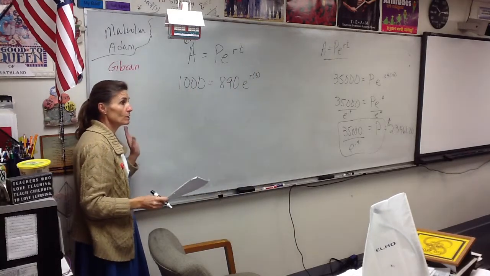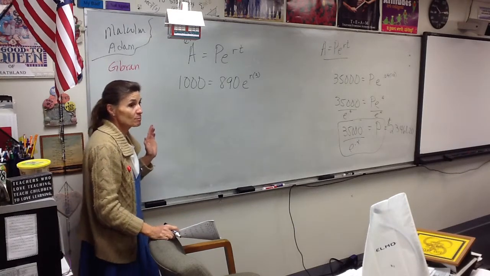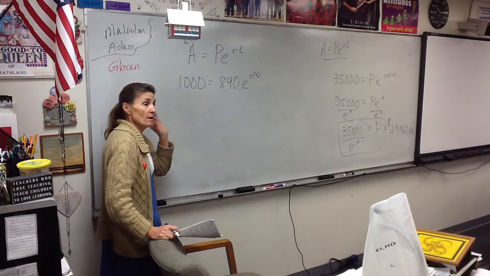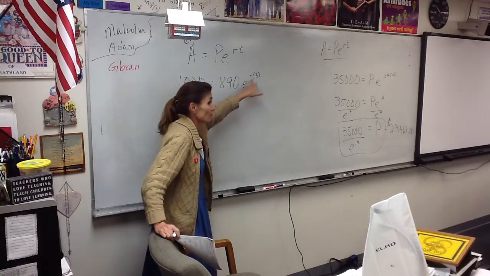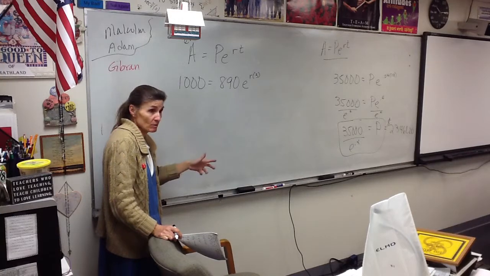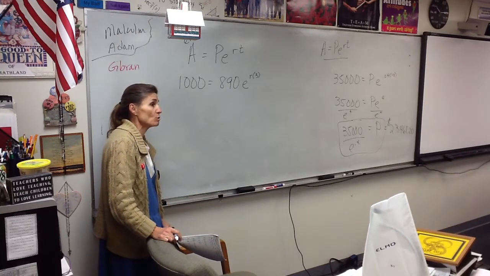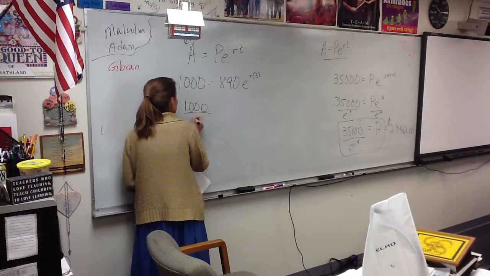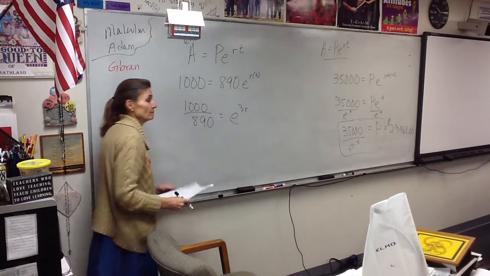Oh no, oh no. Where's my variable? In the exponent, which means eventually, not step 1, but eventually we're going to use logarithms. Because there's your variable up high. And we can't do it up high, we've got to bring it down, so we'll use logarithms. But before we do anything else, there's a first step. What do you think? Divide by 890. So we're going to have 1,000 divided by 890 equal to e to the 3r.